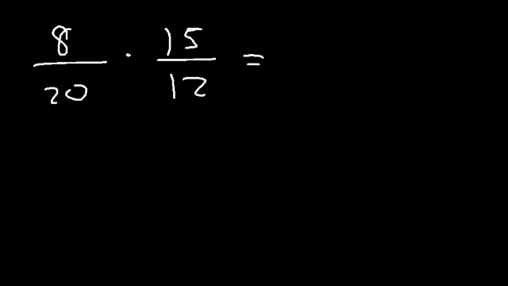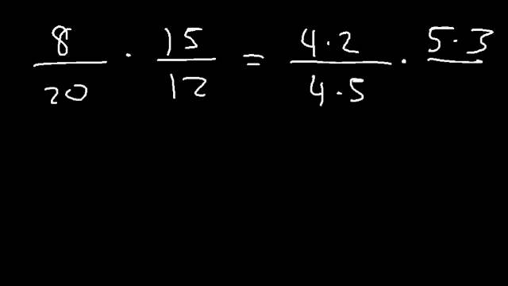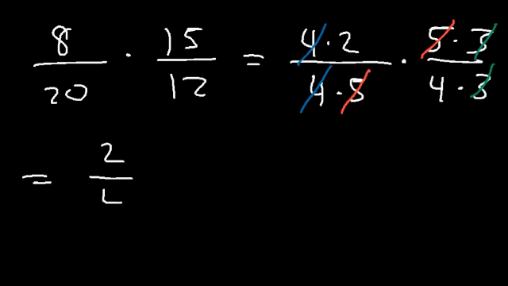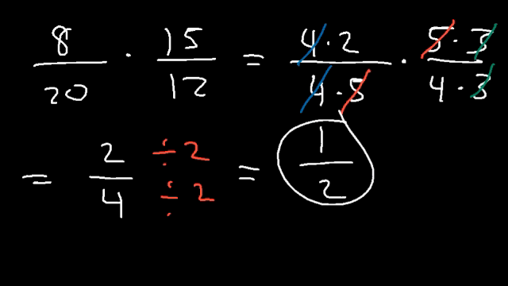So 8, we can rewrite 8 as 4 times 2, and 20 is 4 times 5. 15 is 5 times 3, and 12 is 4 times 3. So notice that we can cancel a 5, and we can cancel a 4, and we can cancel a 3. So right now what we have is 2 divided by 4, which we can reduce further if we divide both numbers by 2. So then the final answer is 1/2. So we don't need to know what 8 times 15 is, or 20 times 12.